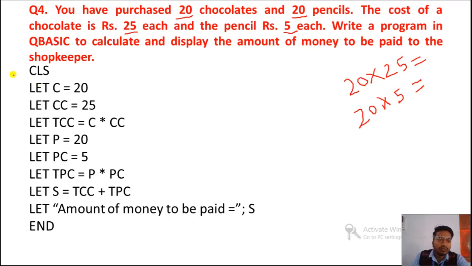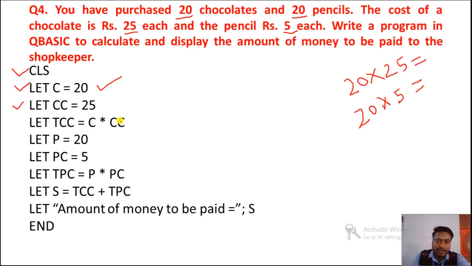So we have to write a program in QBasic to calculate and display the amount of money to be paid. So first we'll write CLS, then let C equal to 20. Here we are assigning the number of chocolate. Here you can see the variable I have taken C. Okay. Let CC equal to 25. This is cost price for each chocolate. So I have given here the variable CC, and here I am assigning the cost price for each chocolate. Okay. Then we will find out total cost price for all chocolate.